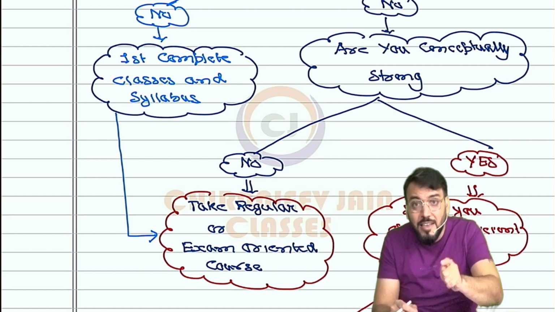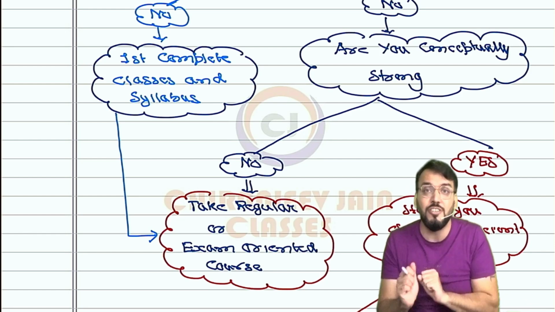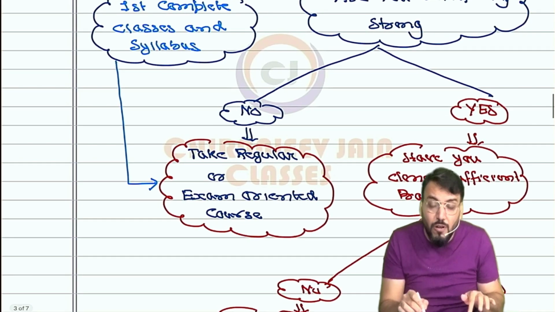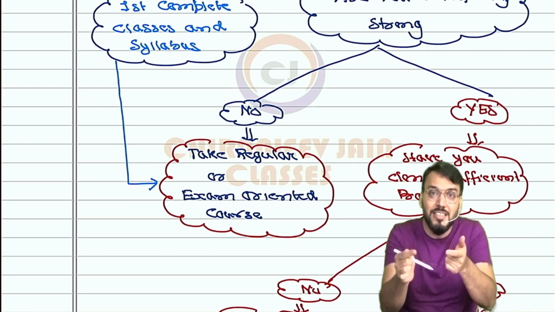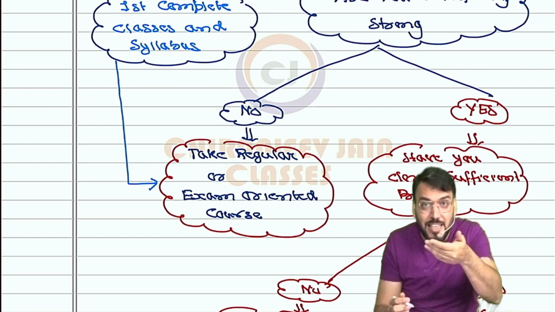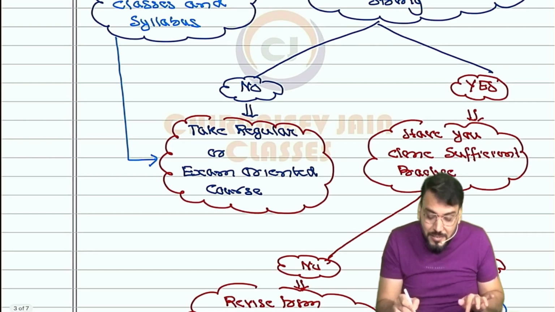If you can attempt the question, it means you are conceptually strong. If you can't proceed, it means you are not conceptually strong. You don't know the background of the chapter. Whether you are conceptually strong or not, that you need to decide. I can't say that you are conceptually strong or not, because for that I will take a test for you. Now, if you are conceptually strong, then this category will come.